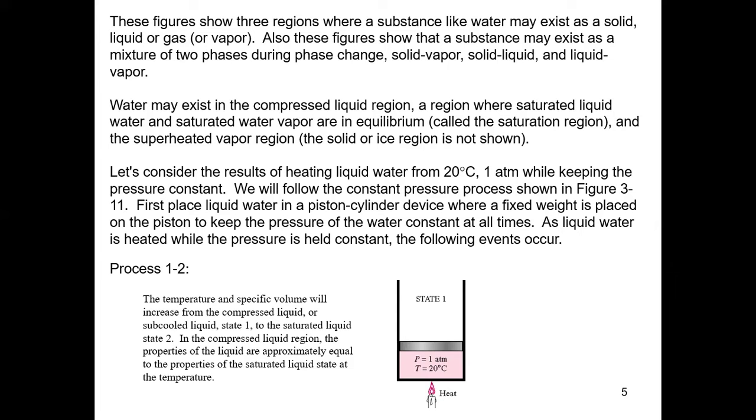First place the liquid in a piston-cylinder device where a fixed weight is placed on the piston to keep the pressure of water constant at all times. As the liquid water is heated, the pressure is held constant. The following events occur. Process 1 through 2. The temperature and specific volume will increase from the compressed liquid or subcooled liquid state 1 to the saturated liquid state 2. In the compressed liquid region, the properties of the liquid are approximately equal to the properties of the saturated liquid state at the temperature.